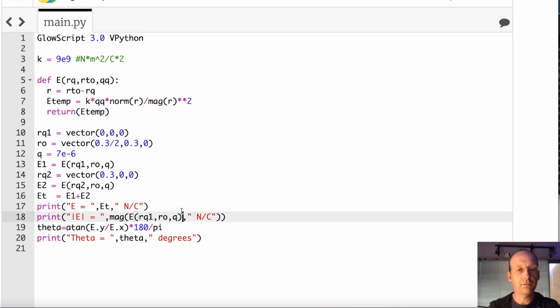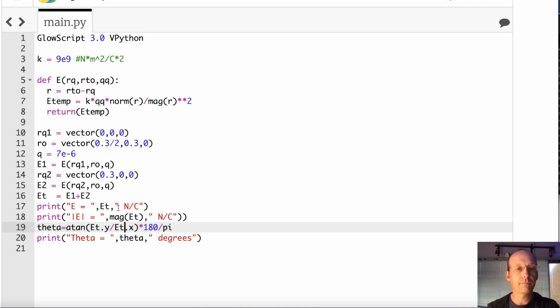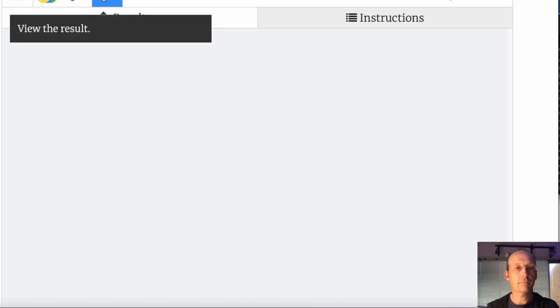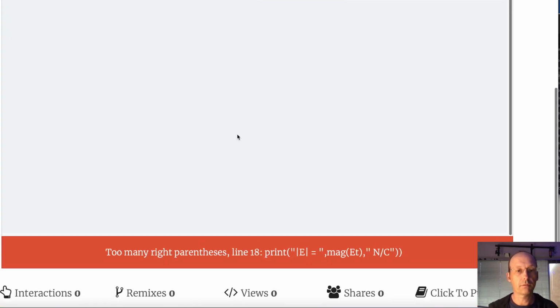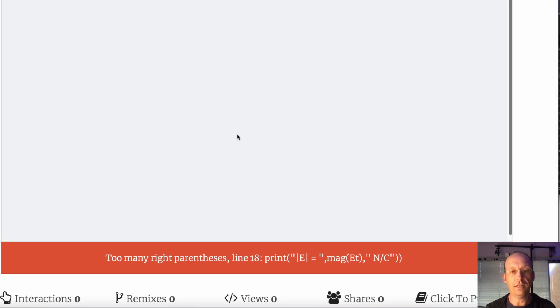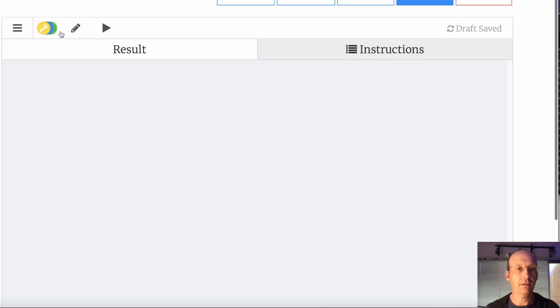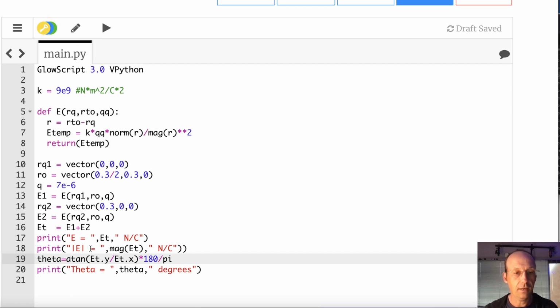And then let's put this as mag of ET. And then ETX, ETY. Still didn't work. Too many right parentheses in line 18. That's fine. We can make mistakes. Line 18. Oh, I do have an extra one right there.